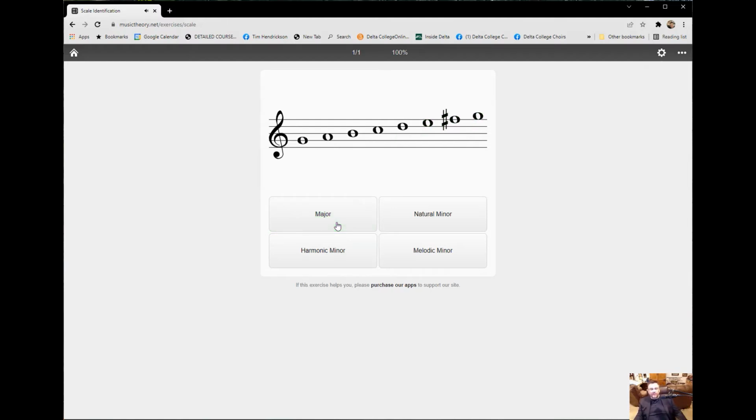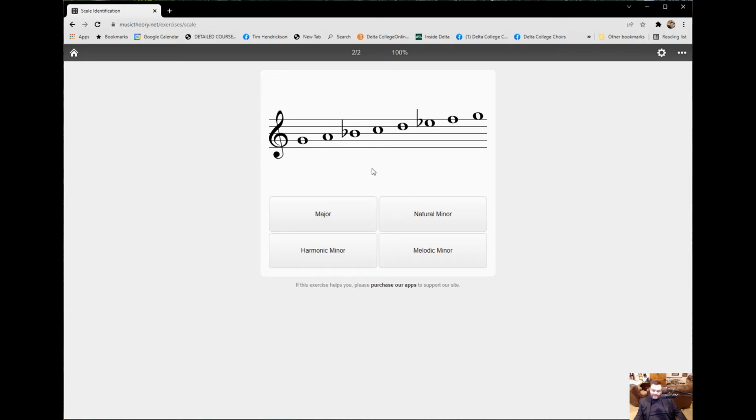How about that? This one is also a major scale. Look at that. It is a major scale. Now, this one is a minor scale. Look at the third degree here. It has been lowered.